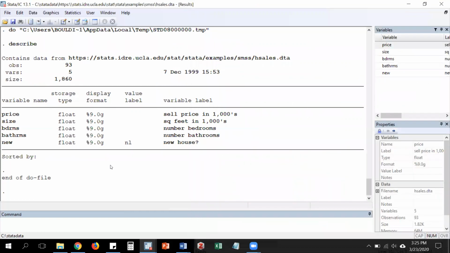Another relatively small data set in terms of the number of variables, just 5 of them. And we can see there's 93 observations in this data set. And this has to do with home prices and characteristics of homes. So the variable called price is the selling price of the house in thousands of dollars. The size represents the square footage in thousands of square feet. And then the last few variables are the number of bedrooms, the number of bathrooms, and then just a binary indicator of whether or not the home was new.